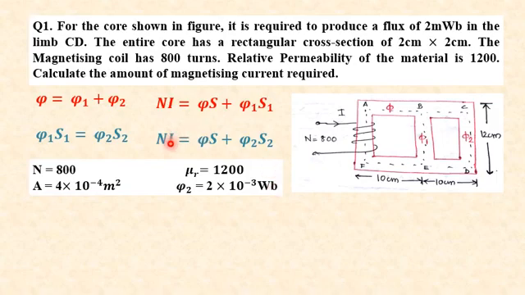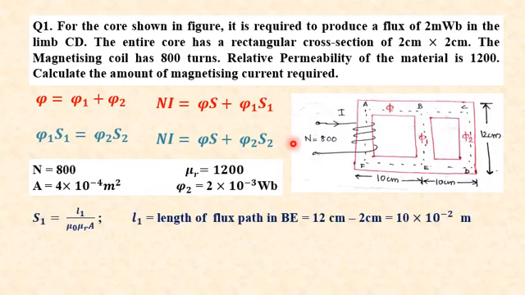Here the final aim is to find the value of I. In order to find I, we need N, which is already given in the question. The phi value is not given, S we need to find out, phi 2 is given in the question, and we also need to find S2. These are the different parameters we need to find in order to get the I value. The relative permeability of the material and the dimensions of the material are given, so we can find the reluctance in each path.